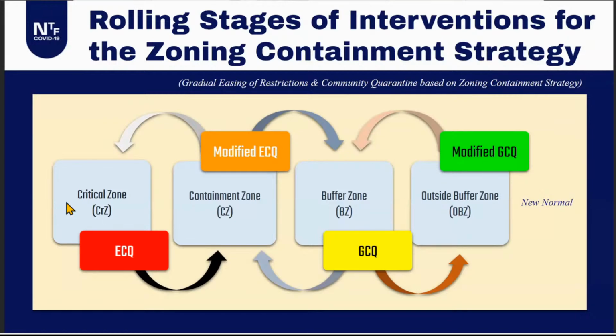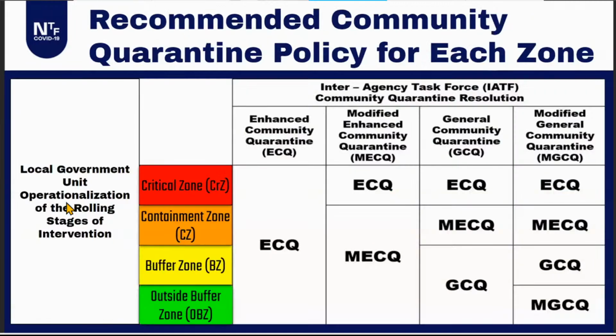Okay? So, okay, this one, there are questions arising, like, for example, what if may nagtanong what if my province was placed under ECQ? Can I declare areas without cases as MGCQ? So, to avoid confusion on how to implement the rolling stages of interventions in the zoning containment strategy and declaration of community quarantine measures by the IATF, the diagram shown will serve as our guide.